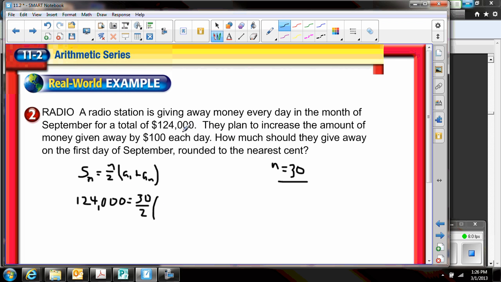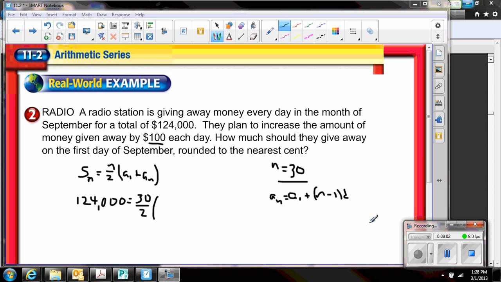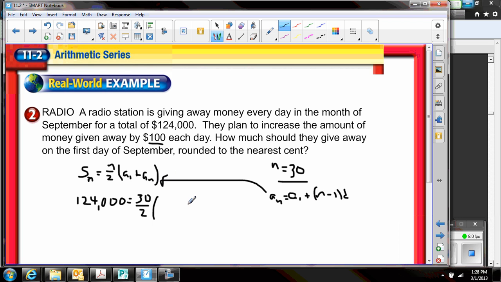Now, they plan to increase the amount by $100 each day. How much should be given away on the first day of September, rounded to the nearest cent? So here I have a little bit of trouble because I don't know the first term, and I don't know the last term. That gives me some trouble. But what I do know is that a sub n has to equal a sub 1 plus n minus 1 times d. Now, because I know a sub n equals a sub 1 plus n minus 1 times d, I can take this entire thing and put this right in there for a sub n.